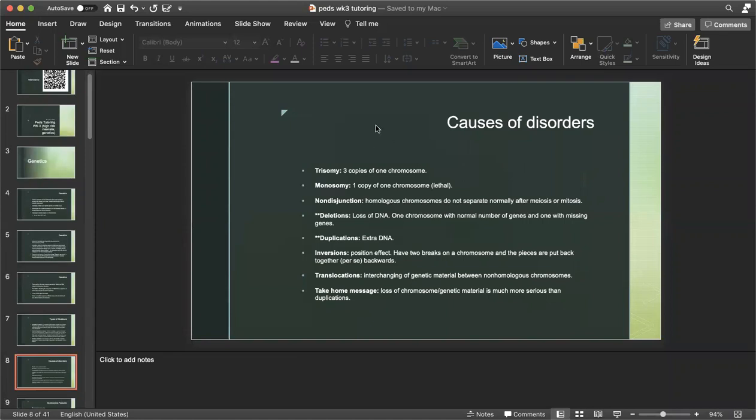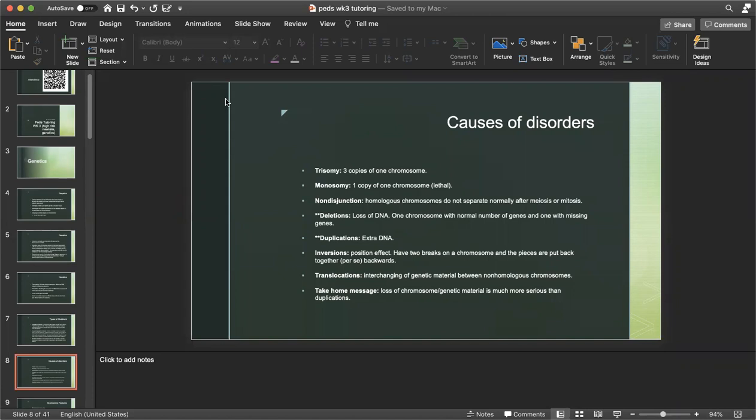So the different causes of disorders. Trisomy is 3 copies of one chromosome. Monosomy is 1 copy of one chromosome, which is lethal. In non-disjunction, homologous chromosomes do not separate normally after meiosis or mitosis. Deletions are loss of DNA, and duplications are extra DNA. Inversions have 2 breaks on a chromosome and the pieces are put back together backwards. Translocations are interchanging of genetic material between the non-homologous chromosomes.